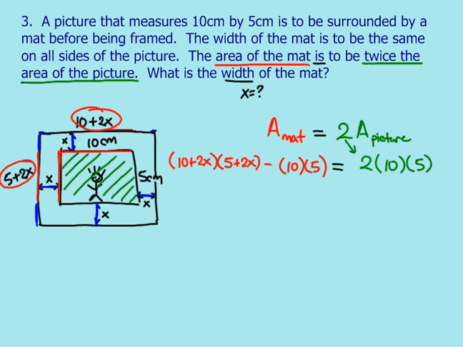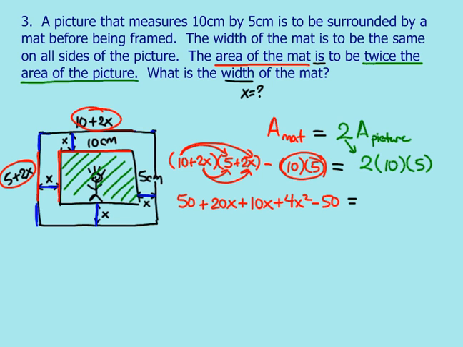So I'm just going to simplify by expanding. I'm going to do FOIL. Okay, so 50 plus 20x plus 10x plus 4x squared, minus 50, equals 2 times 10 times 5. That's going to give me 100.